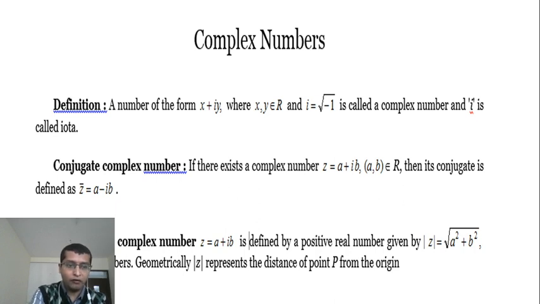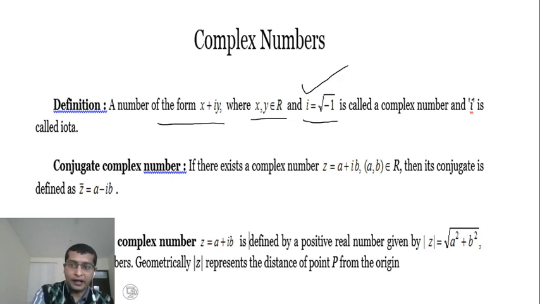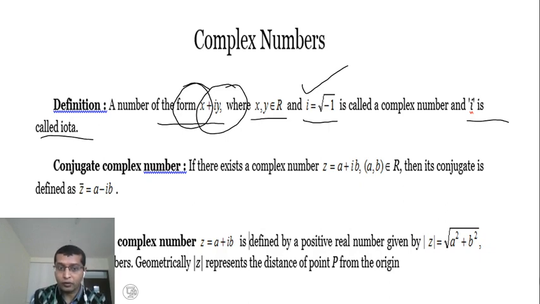A number of the form x plus iy, where x and y belong to the set of real numbers, i equal to root of minus 1, is called a complex number. Generally we call it i, but its name is iota. In this video I am going to use i. So any number in the form x plus iy is called a complex number. Here x is called the real part of a complex number. iy we call the imaginary part of a complex number.